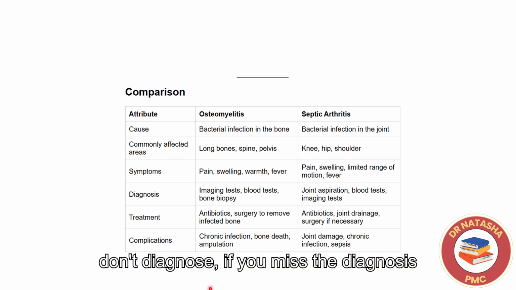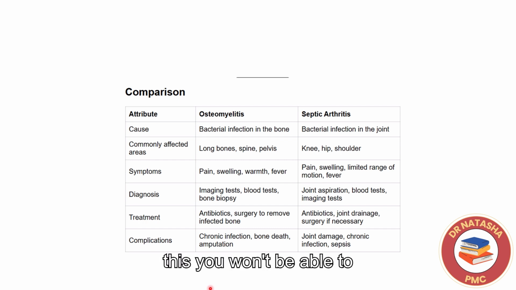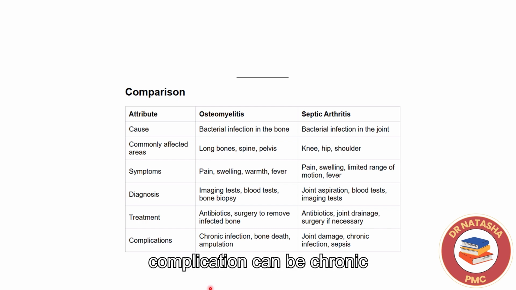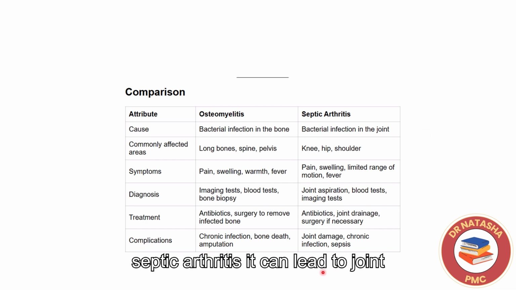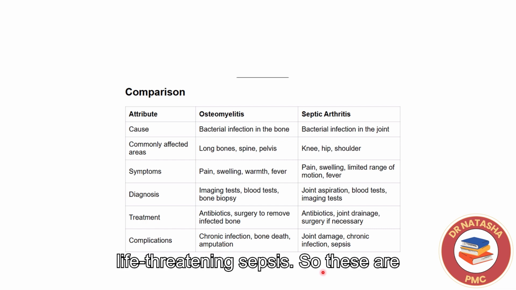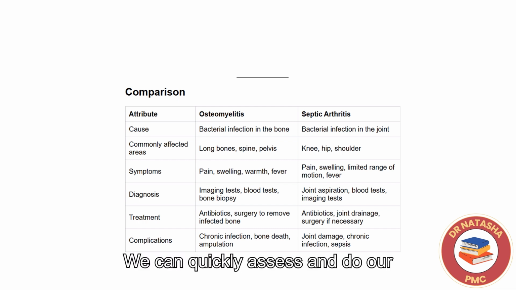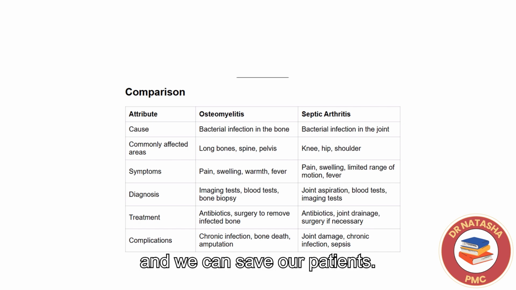If you miss the diagnosis of osteomyelitis, I hope after going over this, you won't be able to miss it, and you will be able to pick up the diagnosis more rapidly. The complications can be chronic infection, bone death, and amputation. For septic arthritis, it can lead to joint damage, chronic infection, and life-threatening sepsis. So these are the differentiating points where we can quickly assess and do our prompt diagnostic measures and treatment, and we can save our patients.